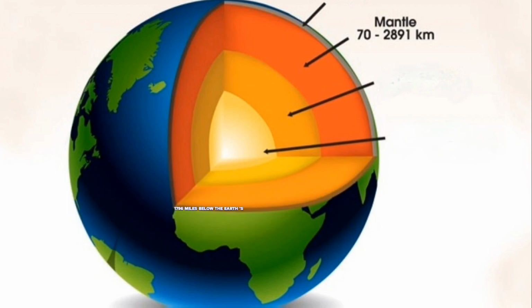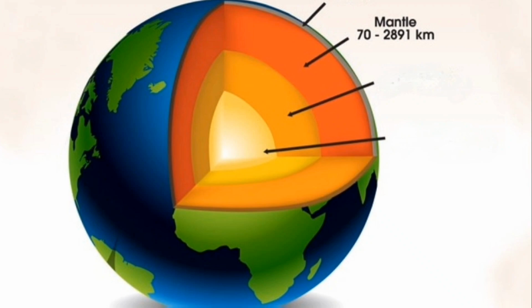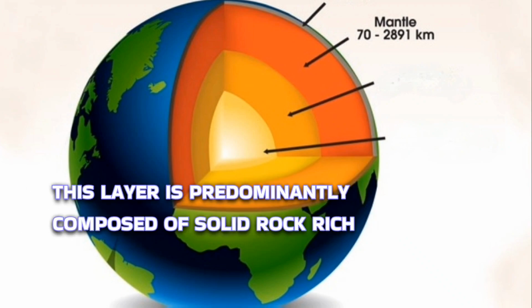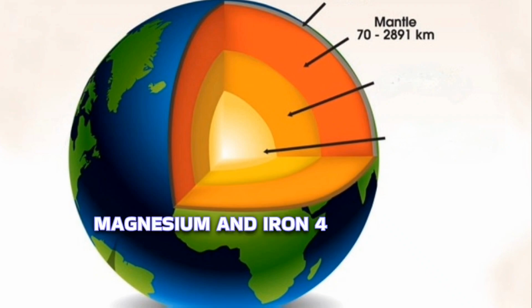3. Lower mantle. Above the outer core lies the lower mantle, extending from about 660 kilometers, 410 miles, to 2,891 kilometers, 1,796 miles, below the Earth's surface. This layer is predominantly composed of solid rock, rich in minerals like silicon, magnesium, and iron.